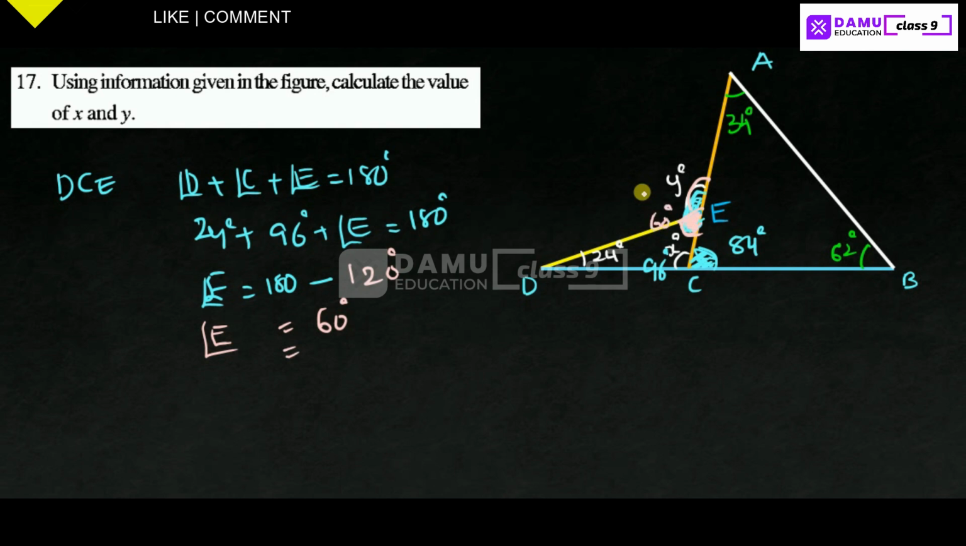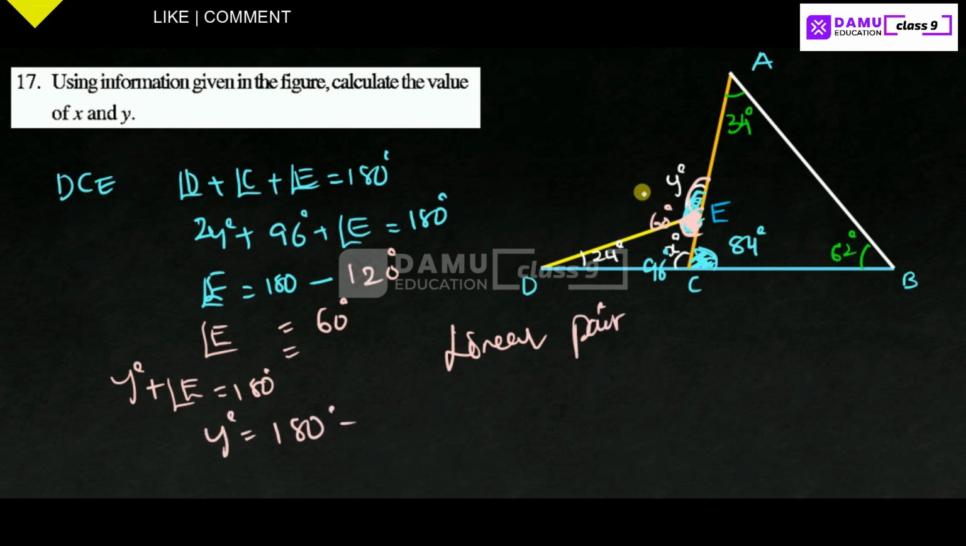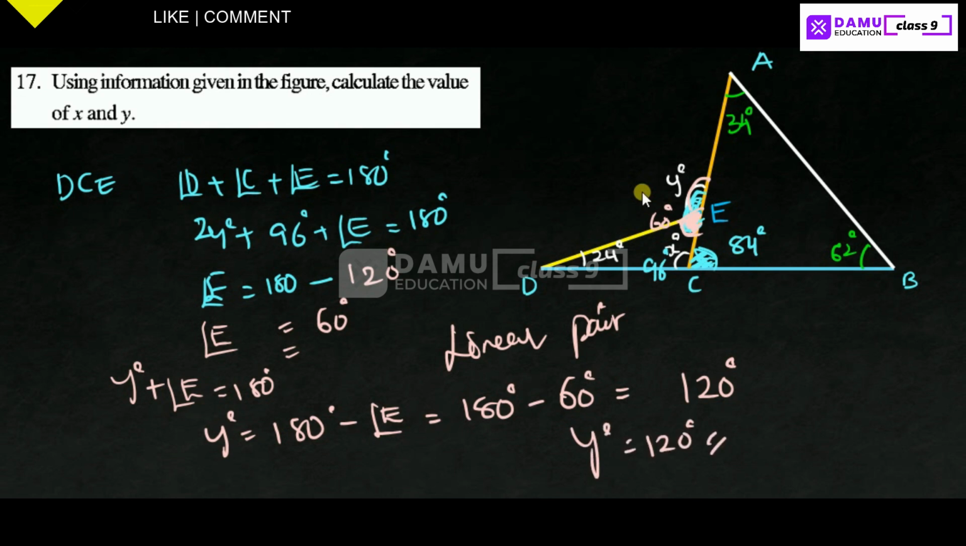Then from linear pair, y degrees plus angle E will be equal to 180 degrees. So y degrees will be equal to 180 minus angle E, which is 180 minus 60 degrees. Then what you will get is 120 degrees. So y degrees will be equal to 120 degrees. Like this also we can solve.